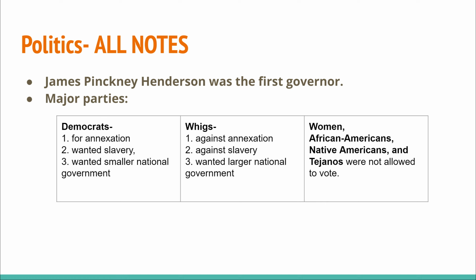The Whigs were a party in Texas that were against annexation. They wanted Texas to remain independent. They were against slavery, and they wanted a larger national government.